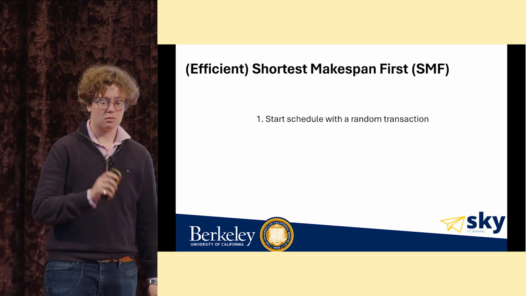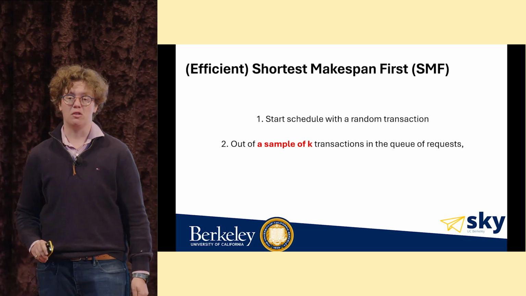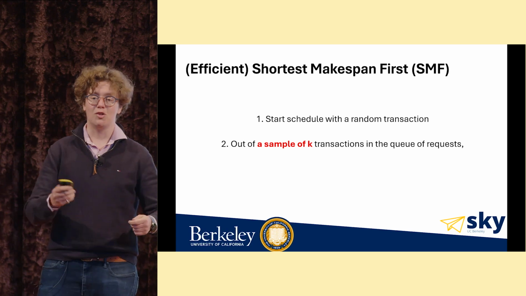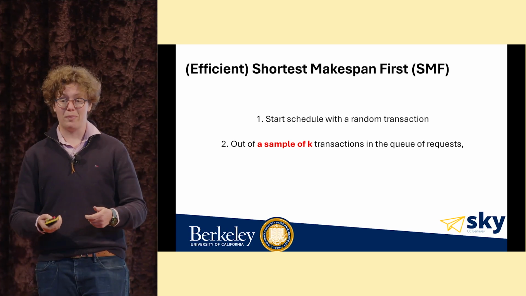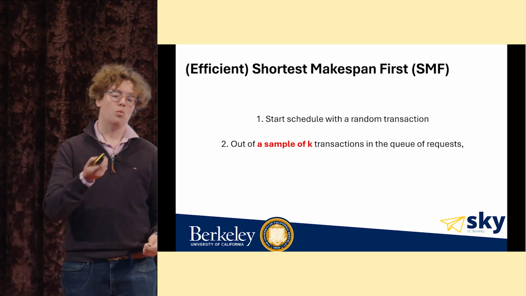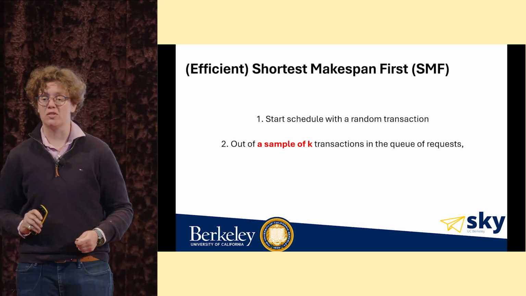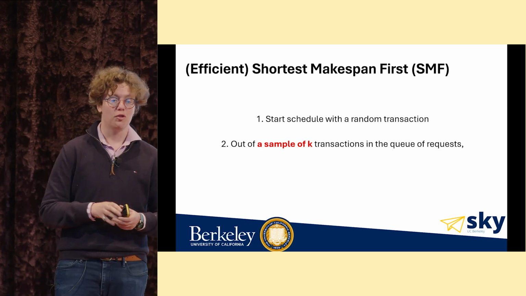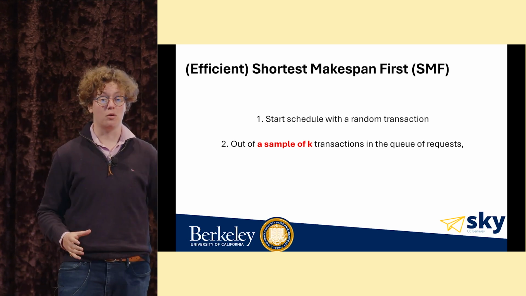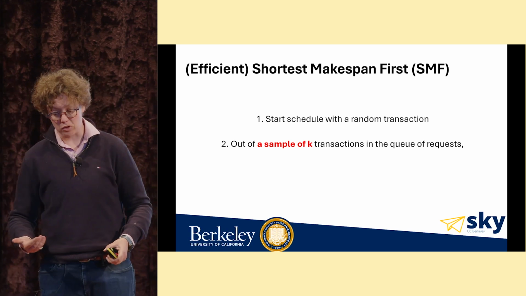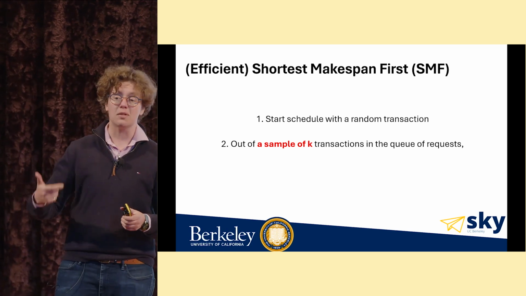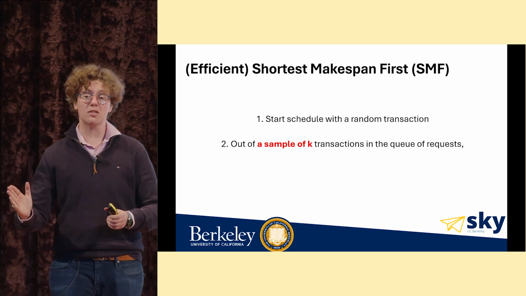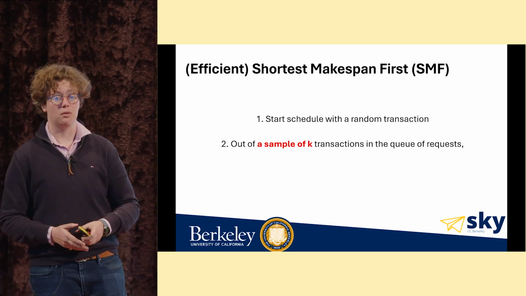To make it efficient, we sample transactions in the queue of requests. Obviously, if you have 100 transactions in your queue, doing this for finding the minimum one or the best one is going to be too expensive. But with a small sample set, maybe 5 or 6 transactions, it's usually enough to find a transaction that is good to find that pocket of concurrency. So every time you try to schedule a transaction, you look at a random sample of 5 transactions, see which one causes your execution time to grow the least, and then pick that one.